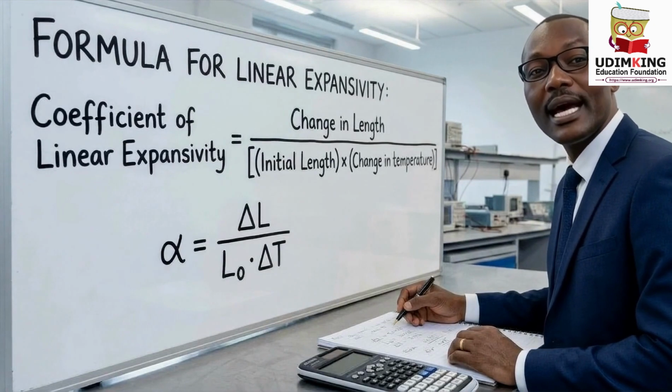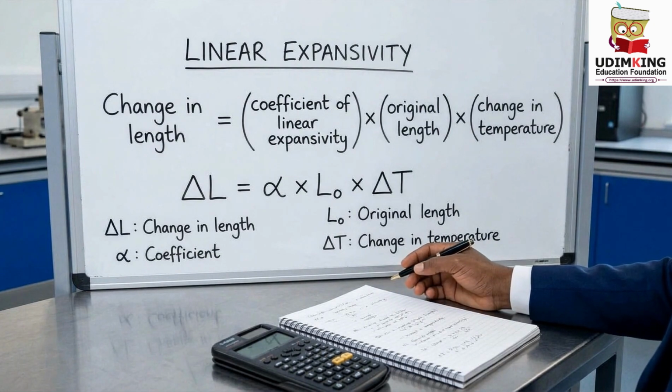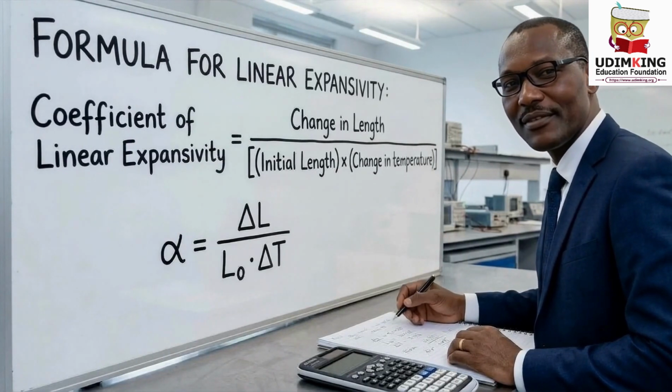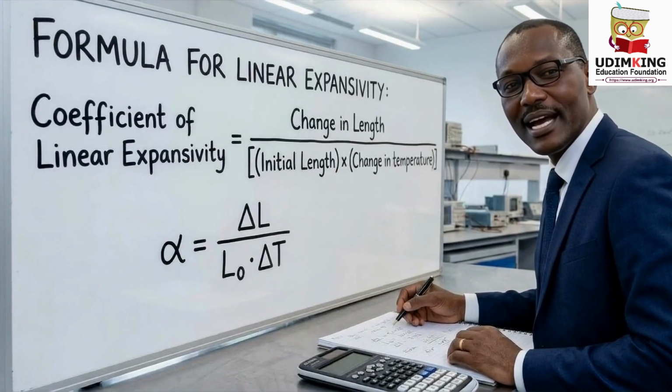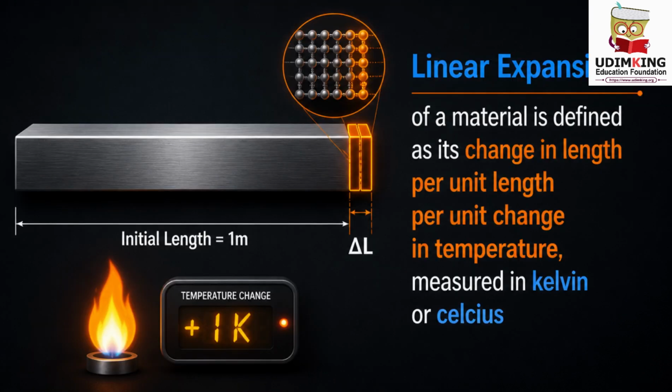Let's look closely at the formula to solve this mystery. We already know that the change in length of a material depends on its initial length and the temperature change, which we call delta T. By simply rearranging that relationship, we get the exact formula for calculating linear expansivity, represented by the Greek letter alpha. Mathematically, alpha is equal to the change in length divided by the product of the initial length and the change in temperature. From this very formula, we can coin the official definition.